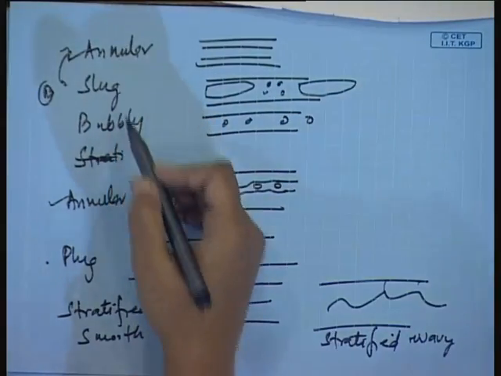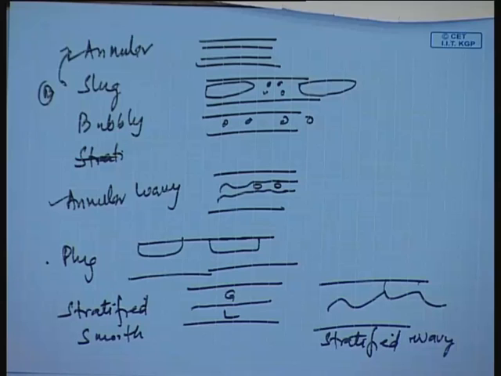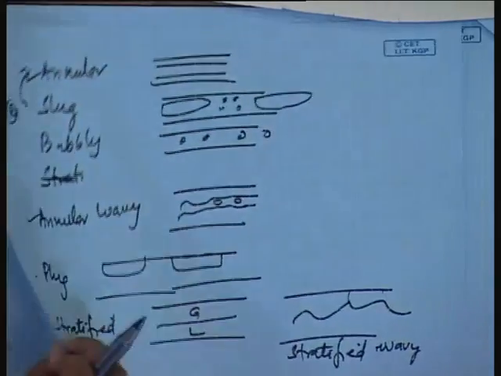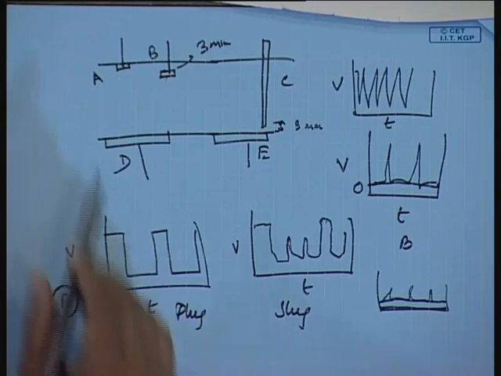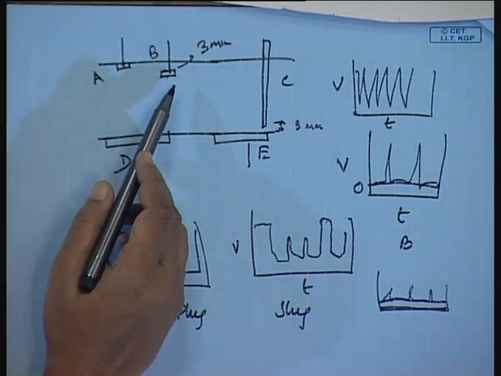So, we have differentiated between annular, slug, bubbly, annular wavy, plug. Everything we could differentiate. Now, what about stratified? See, for stratified, if you just have probes A and B, both of them are dry. So, how to differentiate between stratified and stratified wavy? You cannot do it using these two probes.